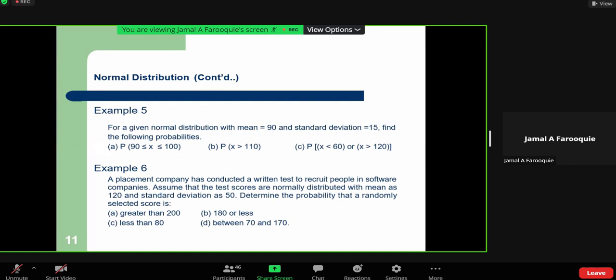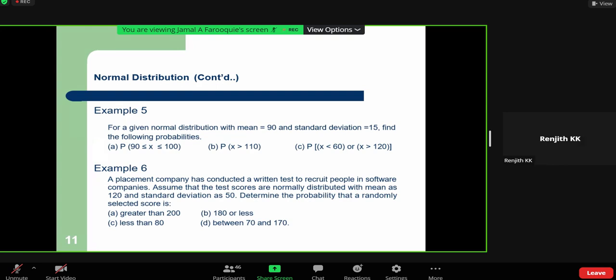What we need to calculate: determine the probability that a randomly selected score is greater than 200. What does it mean? We should first understand and then try to solve it. Now we draw this bell-shaped curve, mark 120 on the x-axis, which will be represented as the mean, and then mark 200.